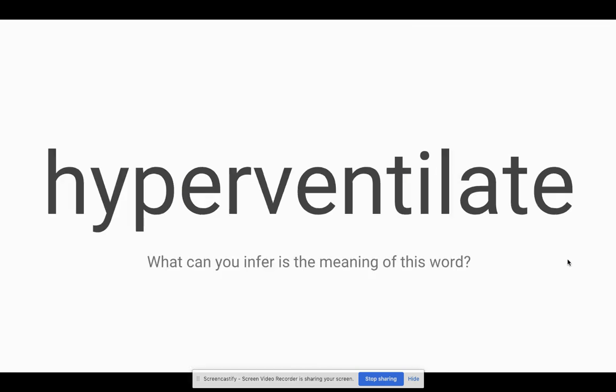All right, hyperventilate. What can you infer is the meaning of this word? Take a minute, think about it, choose your answer, and when you're ready, move on to the next slide.